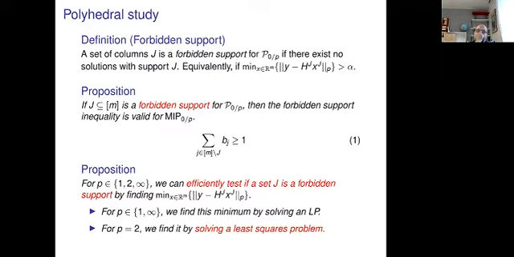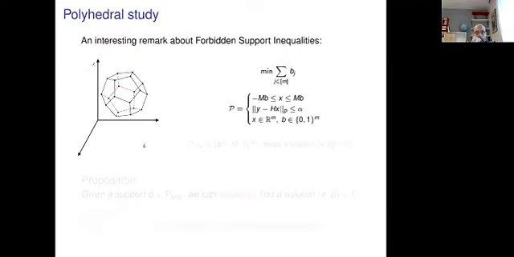And the more interesting case, and actually the case in which we are more interested, is when we are using the Euclidean norm, the norm 2. We can do this not by solving an LP, but just by solving a least squares problem. So it's a really fast way to check if a set of columns is a forbidden support or not. Okay, so this is a really nice point about forbidden supports.